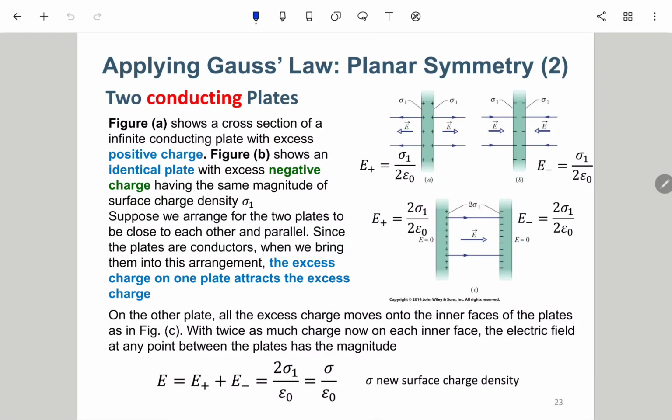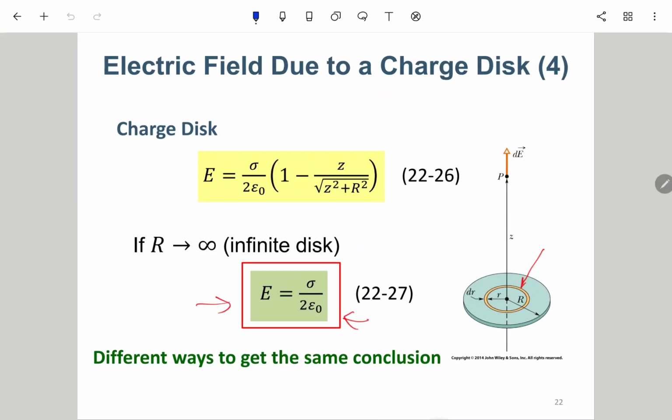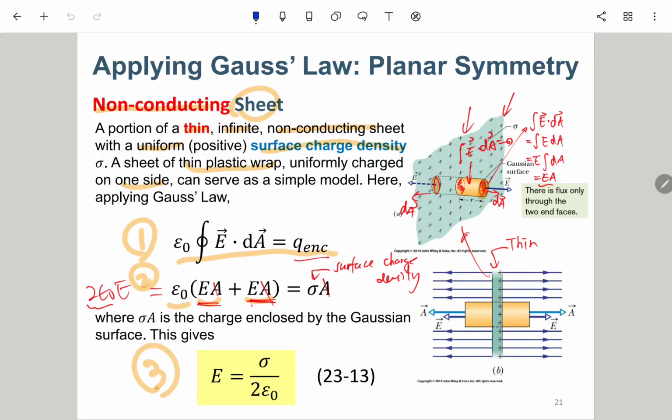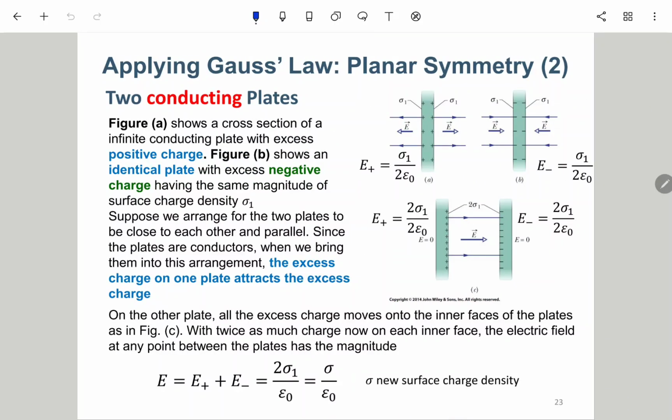Okay, so we still try to apply Gauss's law for planar symmetry. Just now we had a single plane. Here we try to have two conducting plates. So what it means is that we have one conducting plate here, and another one here.